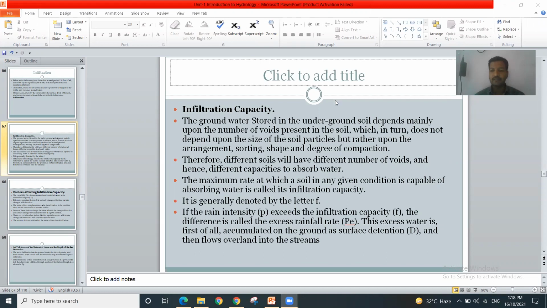Okay, infiltration capacity means the maximum rate at which the soil in any given condition is capable of absorbing water. If the soil is dry in the summer season, the moisture content in the soil is less. In the rainy season, the soil is saturated. Due to rainfall, the voids in the soil get filled up.